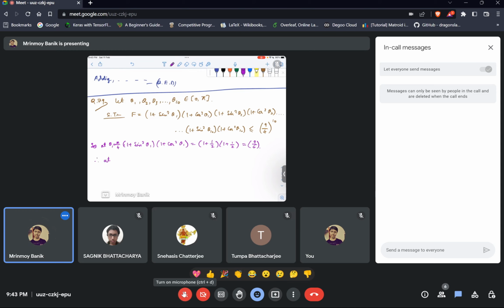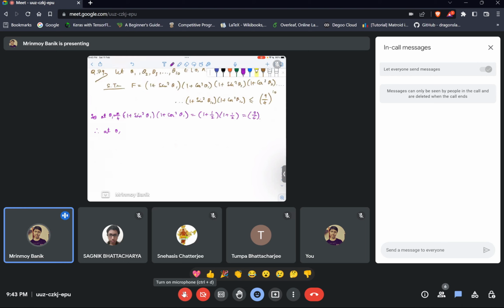Therefore, the thetas have no restrictions other than being in the interval 0 to pi. So we can set all theta i equal to pi by 4 for all i in 1 to 10. That implies f at pi by 4 is (9/4) to the power 10. So the upper bound is attained.